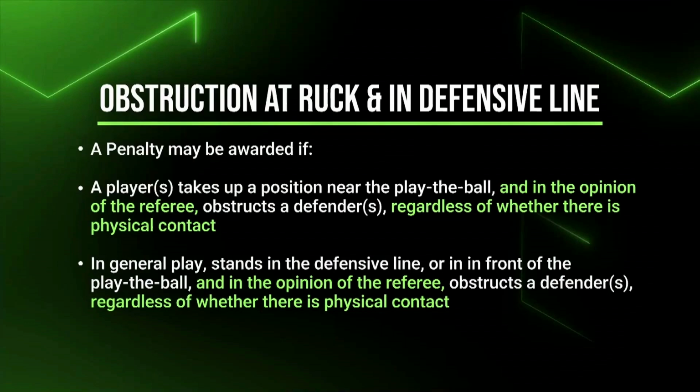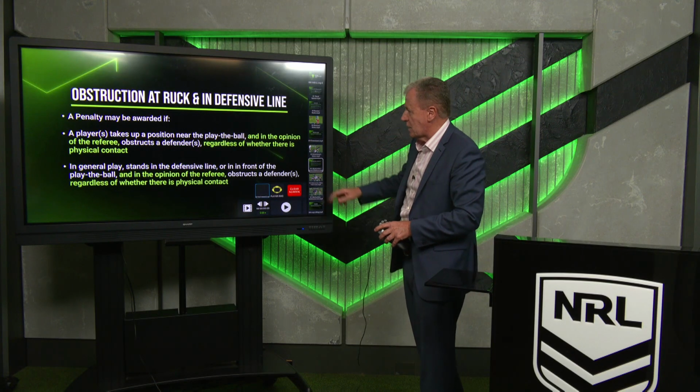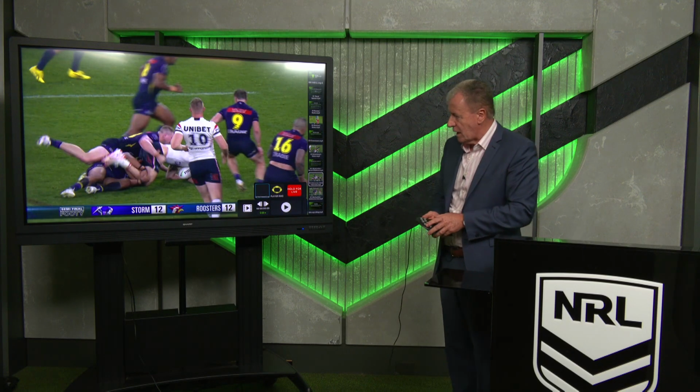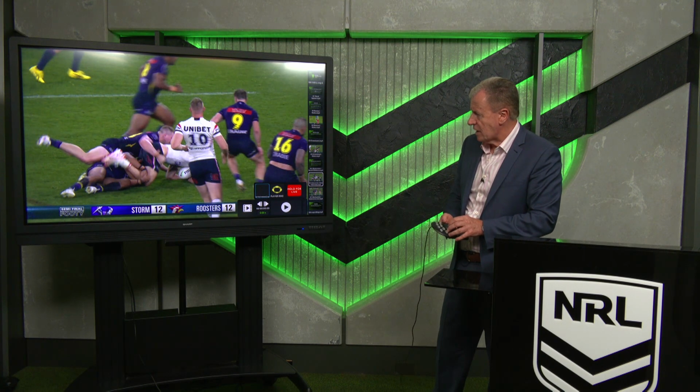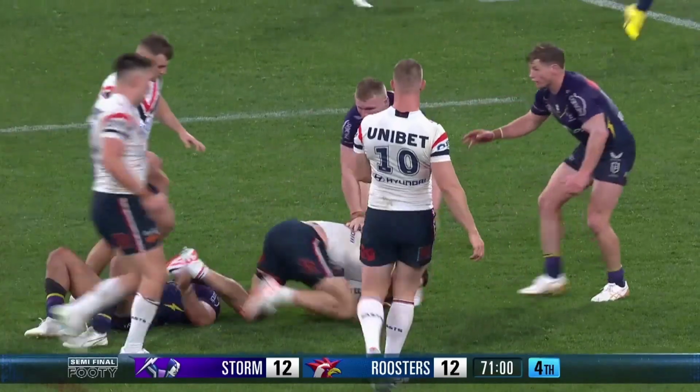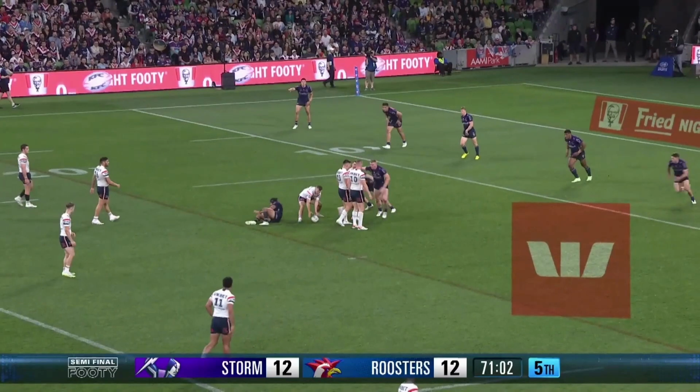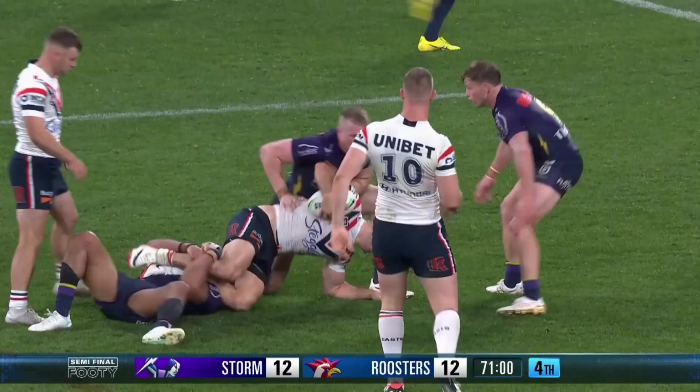So there's another example that I'll show you in a moment which goes to the second point. In general play, if a player stands in the defensive line or is in front of the play of the ball and, in the opinion of the referee, obstructs a defender regardless of whether there is physical contact. So let's have a look at some examples, and I'll go again slowly with these, but we'll stop it at the important point here. We'll go back just to the play the ball.